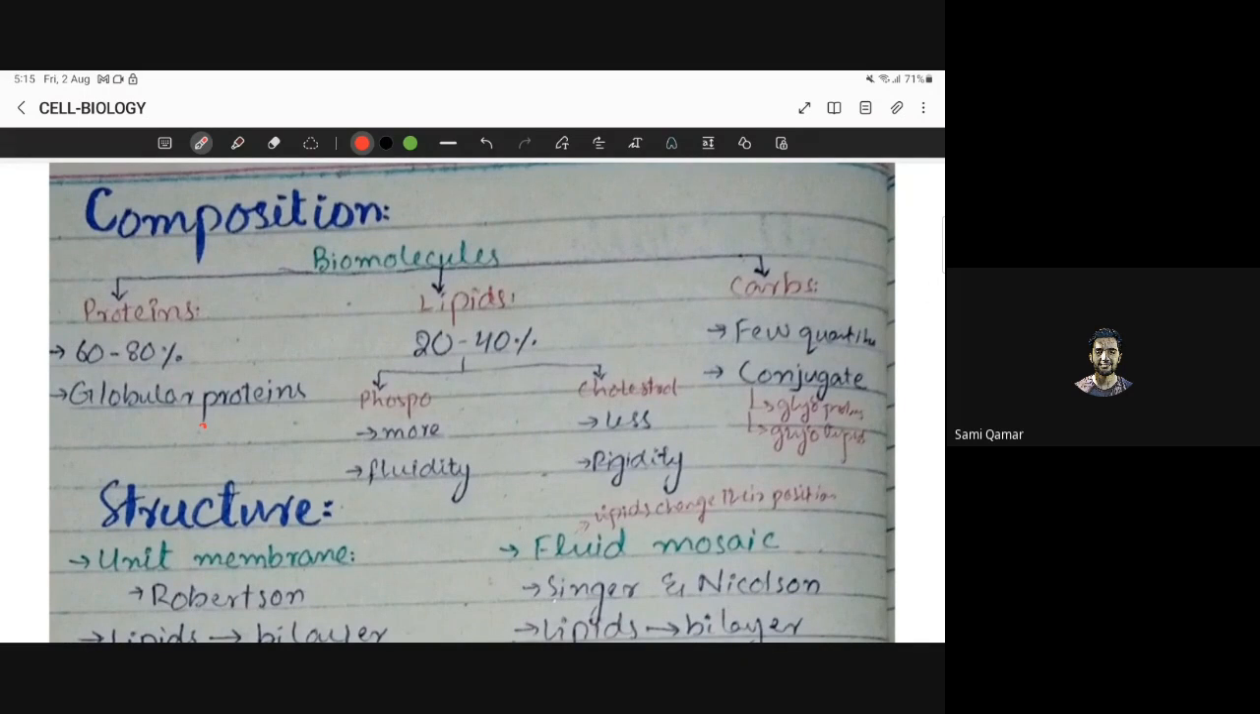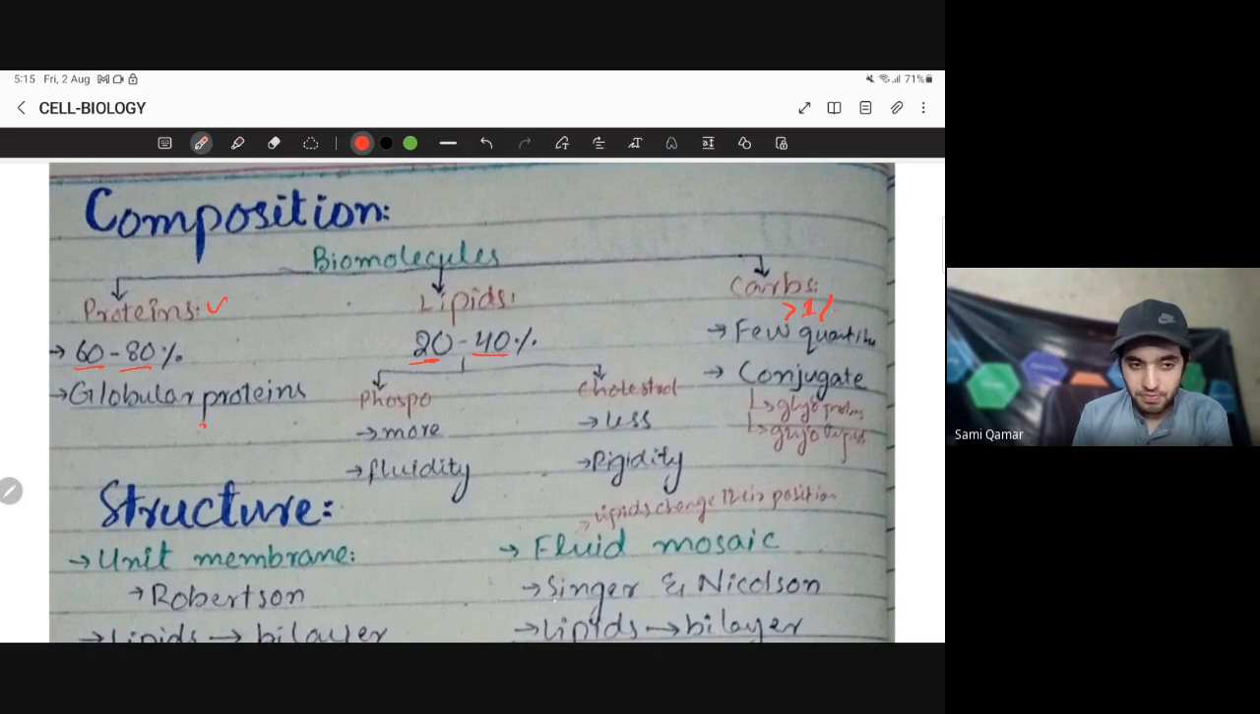Okay, this will be asked in exams: in the cell membrane, are proteins more, lipids more, or carbs more? What most students do is mark lipids as more. No, proteins are more. Remember this: 60 to 80% are proteins. Then lipids are 20 to 40%. And carbohydrate is less than 1%, in few quantities, and they will be present as conjugates.